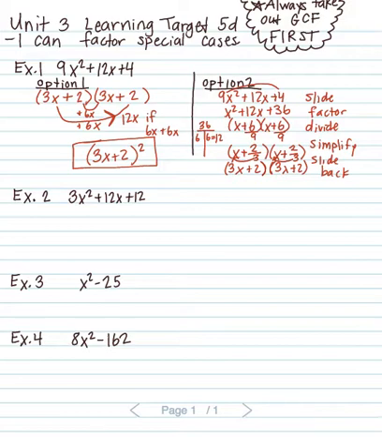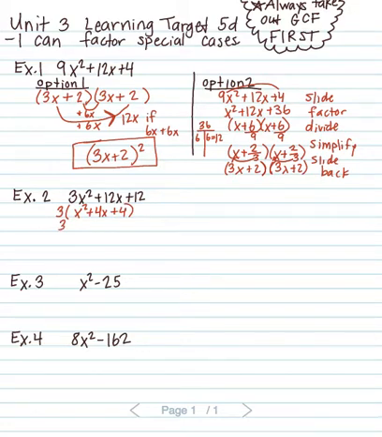Alright, we'll look at another example. First things first, greatest common factor. I'm seeing that we could take a 3 out of all three of those things. So if we divide each piece by 3, that's what's going to go on the outside. The first piece, you'll have an x squared left. 12x divided by 3 is 4x. 12 divided by 3 is 4.